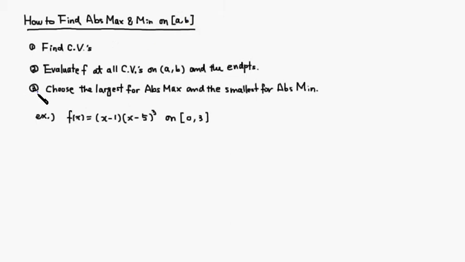Third step, which is the last step, pick the largest number for absolute maximum and pick the smallest one for absolute minimum. Right. So let's do that. All right. So here's an example. f of x is equal to quantity x minus 1 times quantity x minus 5 cubed on a closed interval from 0 to 3.